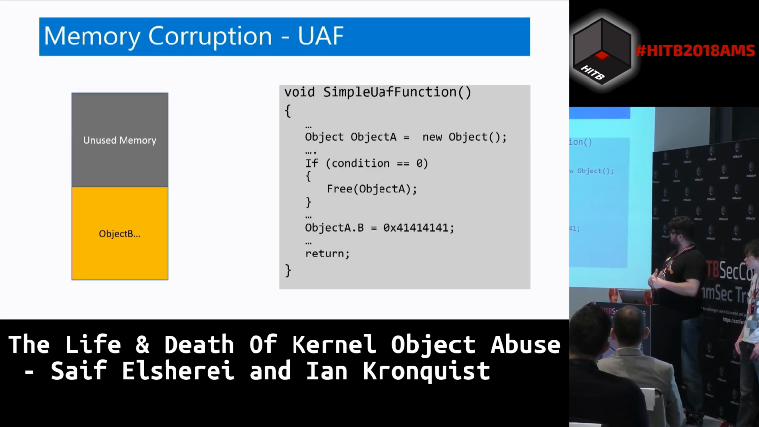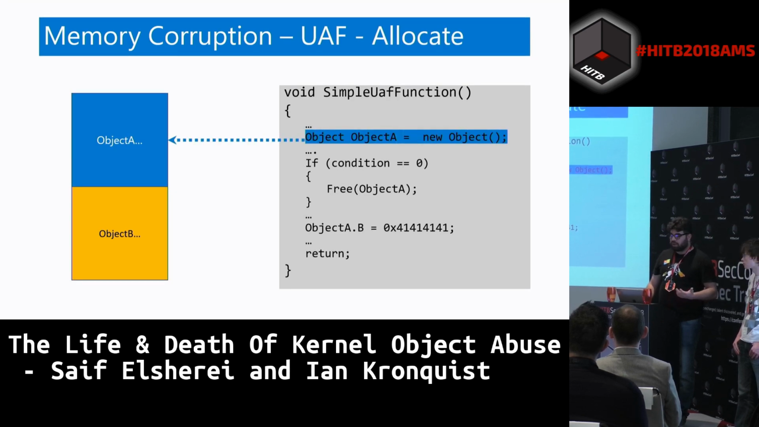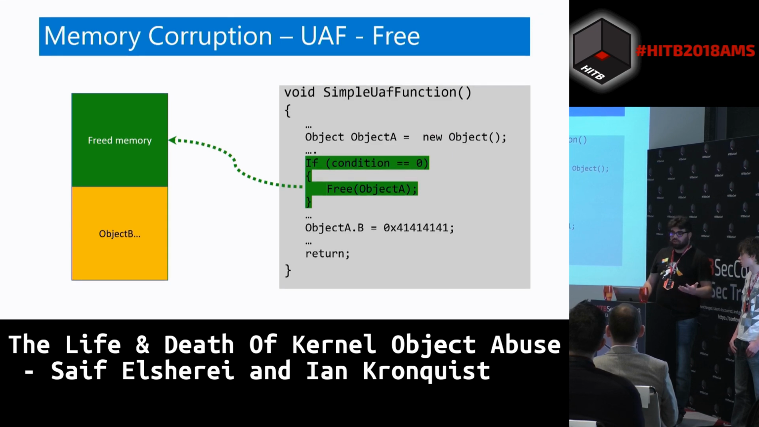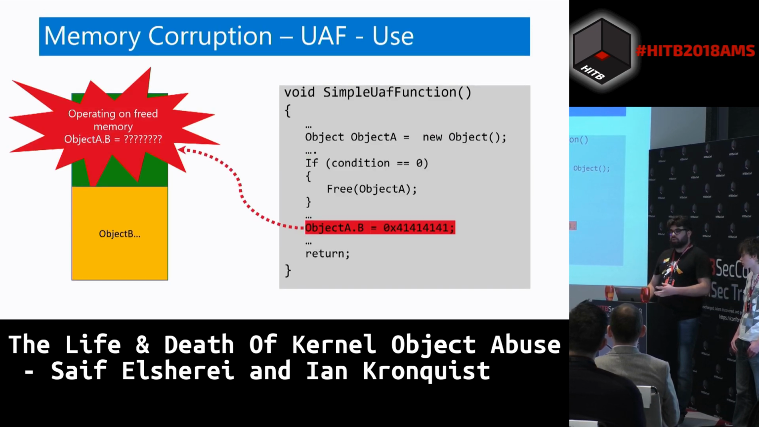If you look on your left, I think, on my left, this is just simple pseudocode for a function vulnerable to use after free. It starts by allocating a new object in memory, and then during a certain condition, the object gets freed, but then the function operates on that object without further checking whether the object was freed or not, which results in some memory corruption and operating on freed memory.